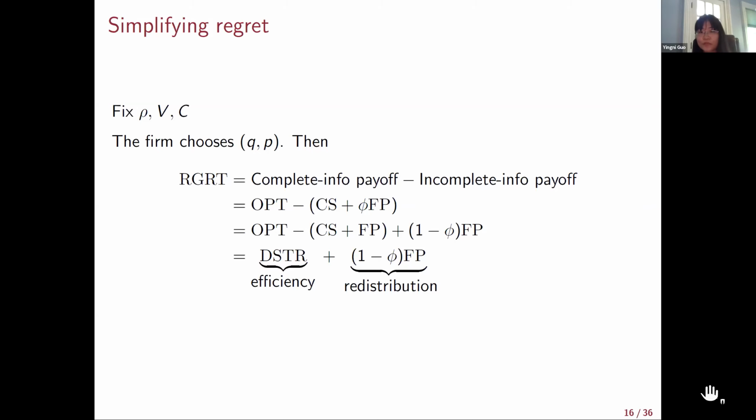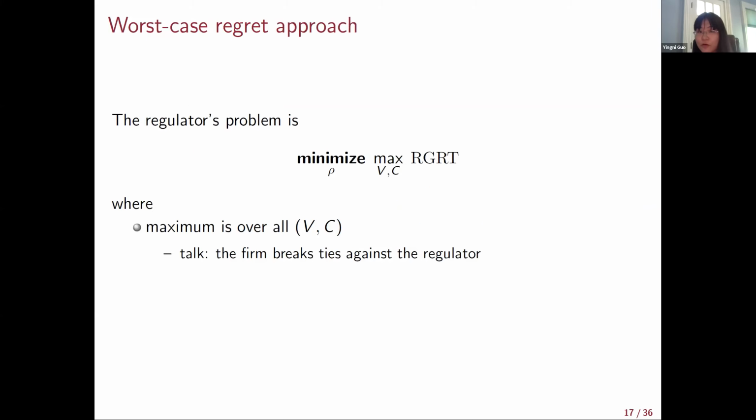Now, as we said before, the regulator's problem is to choose a policy to minimize the worst case regret. The worst case regret is across all the possible demand and cost scenarios, and the maximum is over all the V, C. For the talk, we assume that the firm breaks ties against the regulator, but it doesn't matter, this assumption. And the minimization is over all the policies rho.